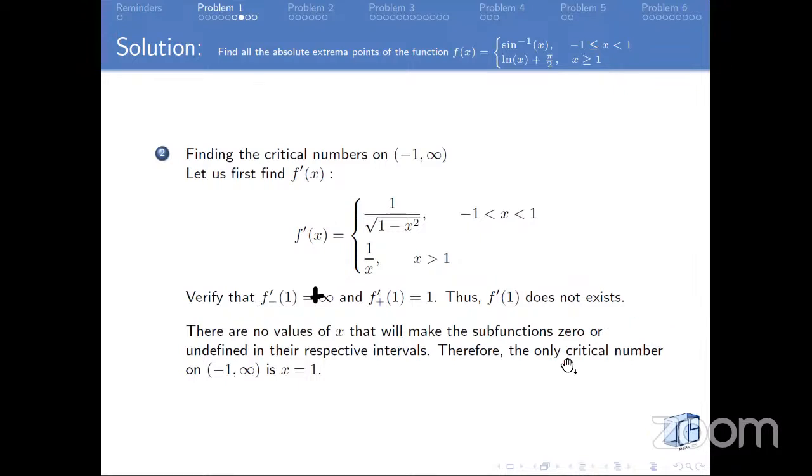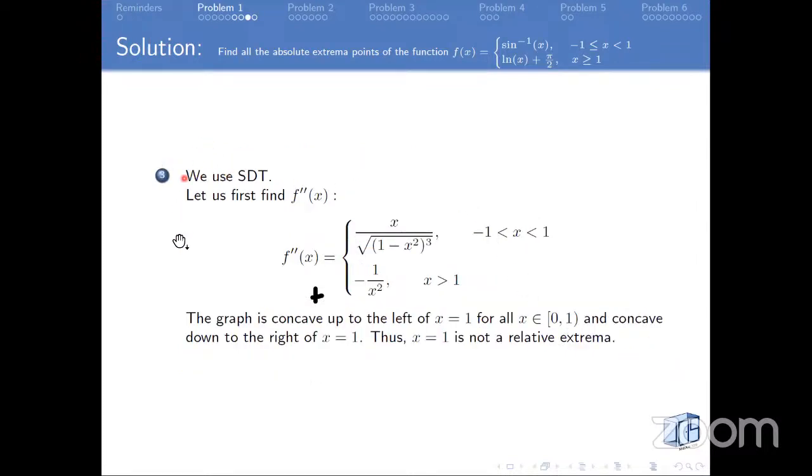So next, we use STP. Una, hanapin natin yung f double prime of x. Yung f double prime of x equals x all over the square root of the cube of 1 minus x squared when x is between -1 and 1, an open interval, or -1 over x squared when x is greater than 1. So again, recall kung paano nakuha to.